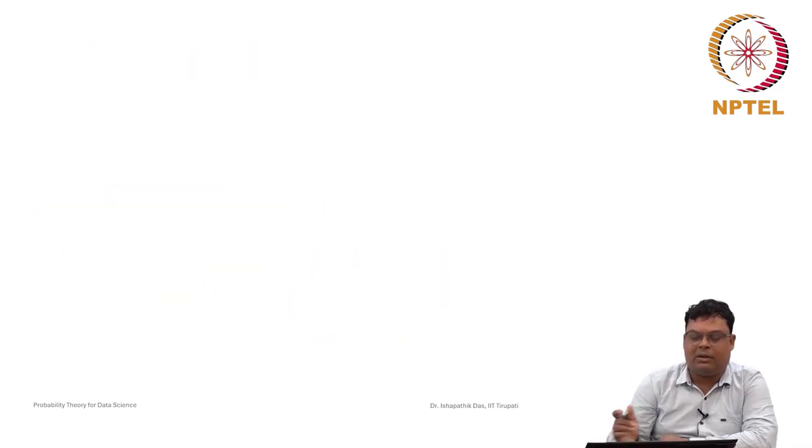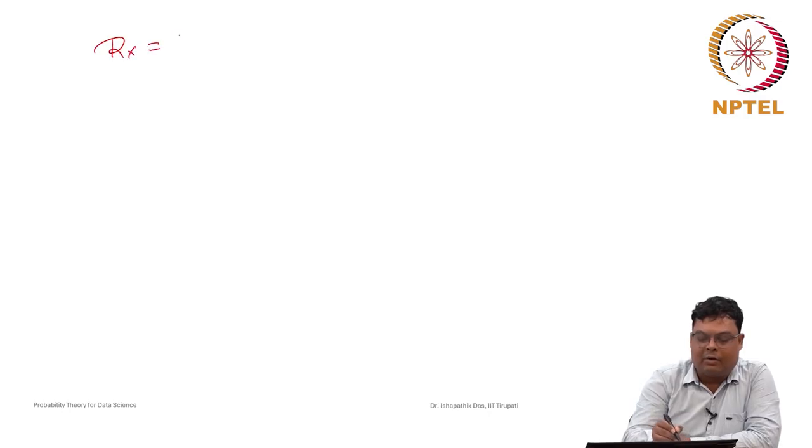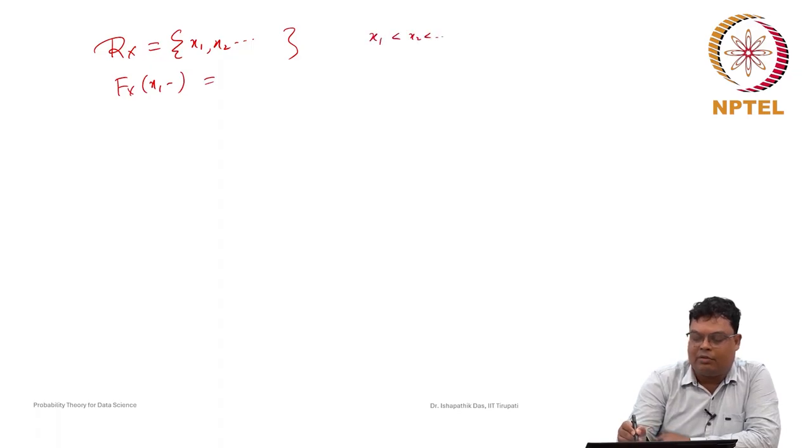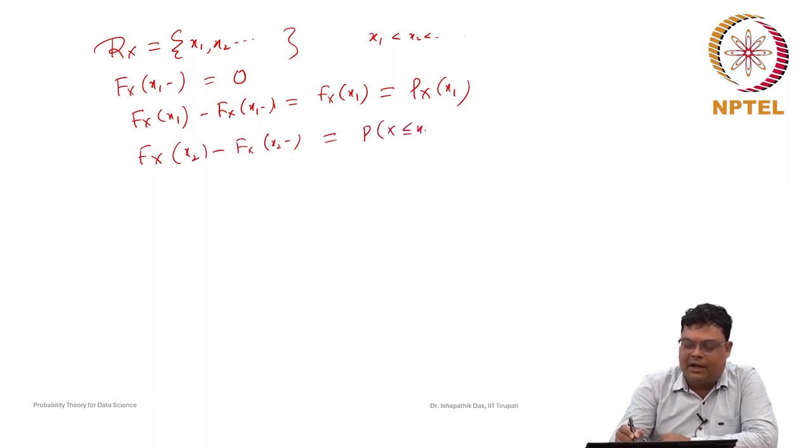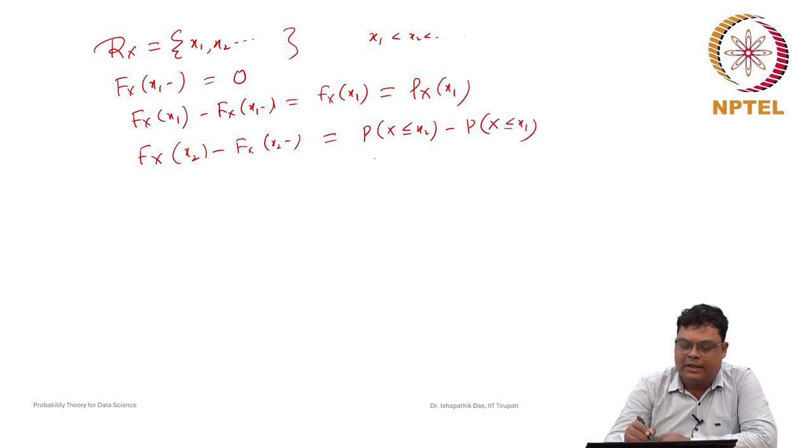Now, one thing is that whenever you are considering R_X equal to {x1, x2, ...} like this, then F_X(x1 minus) will be 0, because we are considering, without loss of generality, x1 less than x2 less than and so on. So, F_X(x1) minus F_X(x1 minus) will be nothing but F_X(x1), which is the same as the probability that X equals x1. And the probability that X equals x2 is F_X(x2) minus F_X(x2 minus), which is the probability that X is less than or equal to x2 minus the probability that X is less than or equal to x1.